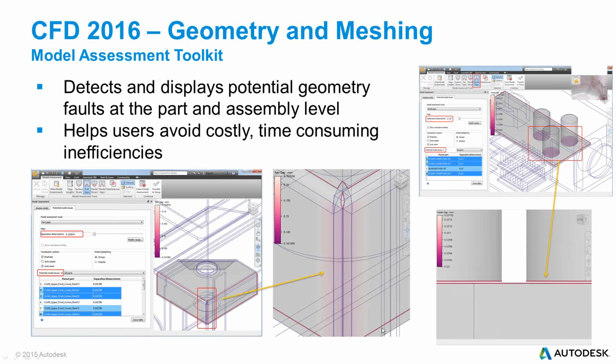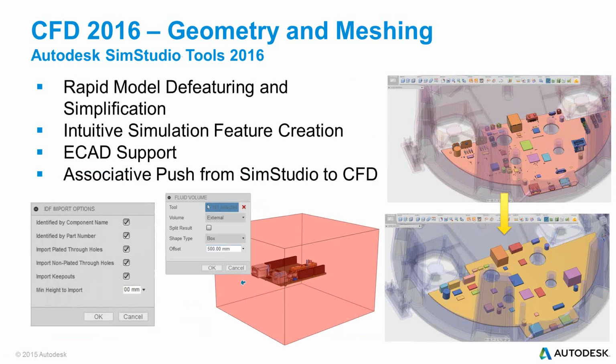So that's the geometry, the model assessment toolkit. From handling geometry with rapid model defeaturing and simplification, the SimStudio Tools is great for that. A lot of push-pull type of functionality. If you're aware of the Autodesk ecosystem, what we have been offering inside of Inventor and inside of Fusion 360, one of our other CAD tools, a lot of this direct model manipulation, SimStudio Tools has that and added functionality that's specific for simulation.